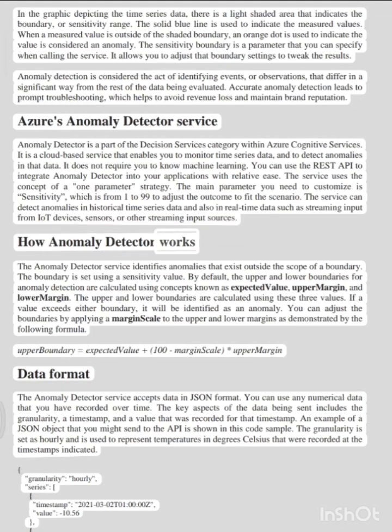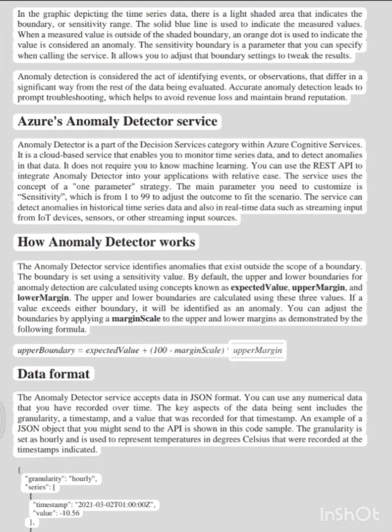How Anomaly Detector works. The Anomaly Detector service identifies anomalies that exist outside the scope of a boundary. The boundary is set using a sensitivity value. By default, the upper and lower boundaries for anomaly detection are calculated using concepts known as expected value, upper margin, and lower margin. The upper and lower boundaries are calculated using these three values. If a value exceeds either boundary, it will be identified as an anomaly. You can adjust the boundaries by applying a margin scale to the upper and lower margins as demonstrated by the following formula. Upper boundary equals expected value plus 100 minus margin scale times upper margin.